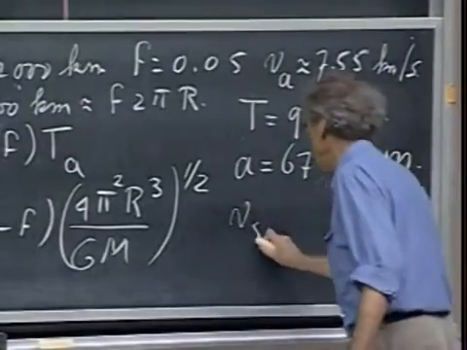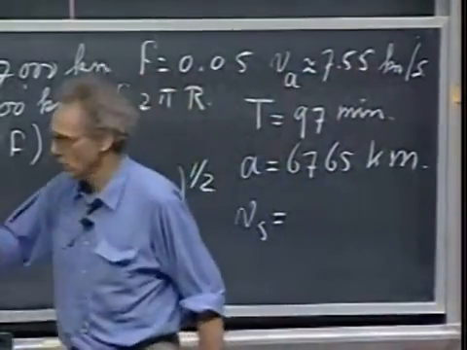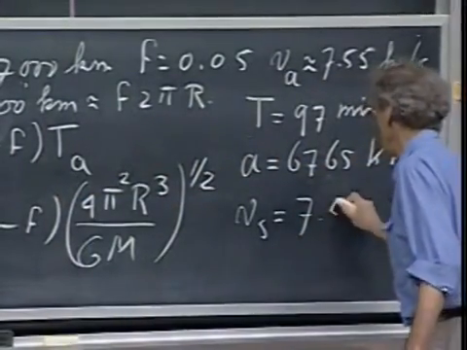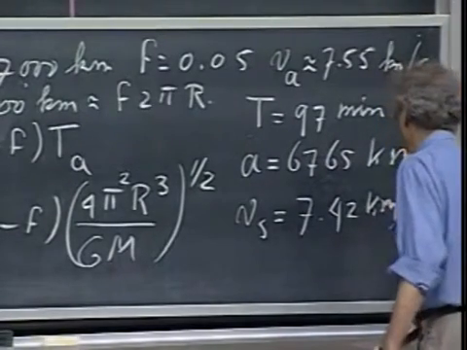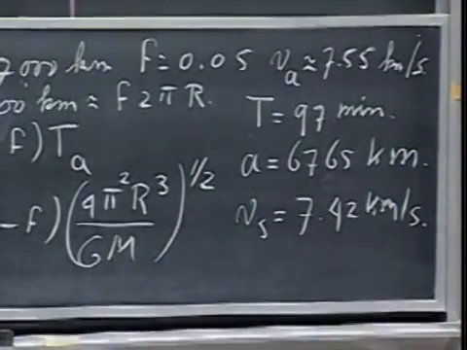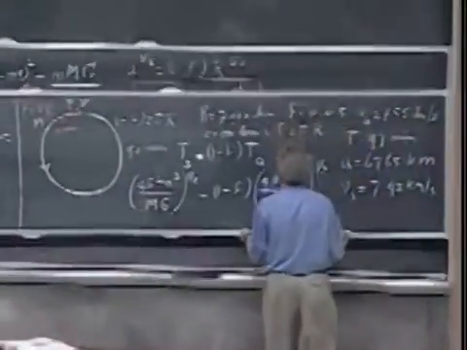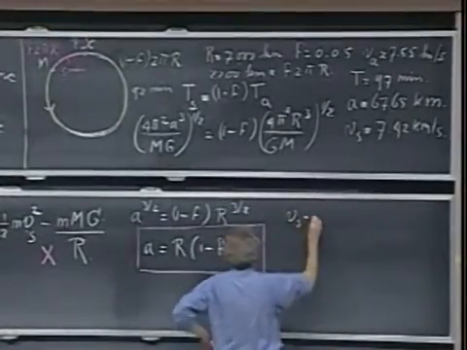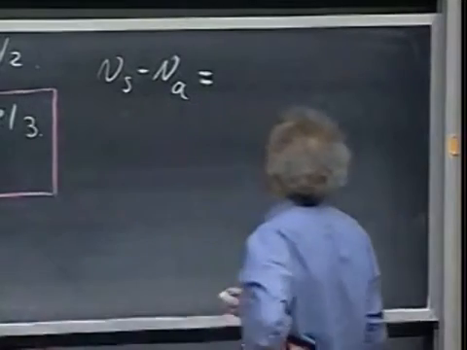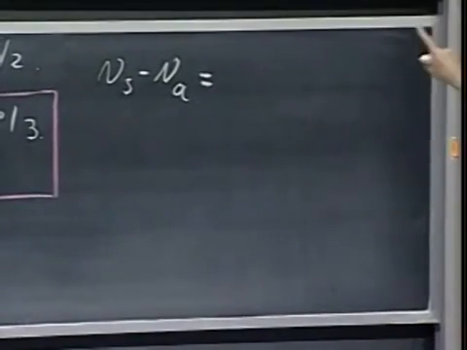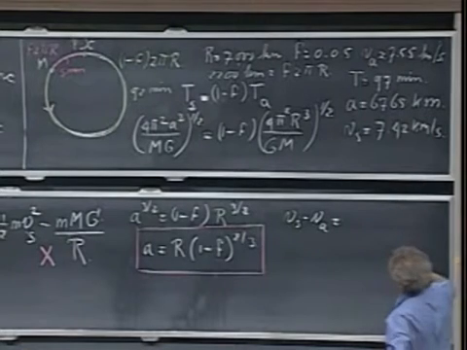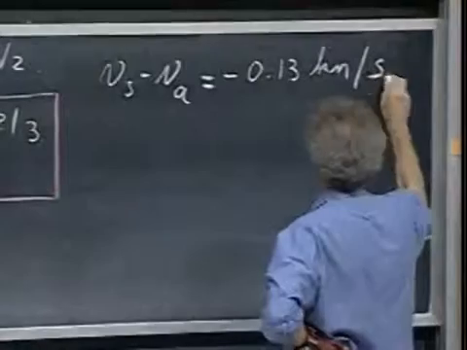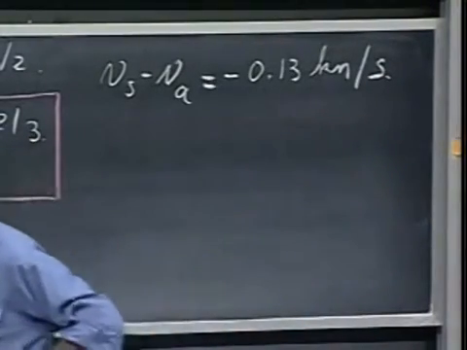The speed of the sandwich, which follows then from equation number 6, which was the conservation of mechanical energy, is 7.42 kilometers per second. Now, what matters is not so much what the speed of the sandwich is, but what matters for Peter is what is the speed that he will have to give the sandwich, which is V of S minus V of A, so you have to subtract the speed. V of S is the speed of the sandwich, V of A is the speed of the astronauts in orbit. This is minus 0.13 kilometers per second. And the minus sign indicates that he has to throw the sandwich backwards.